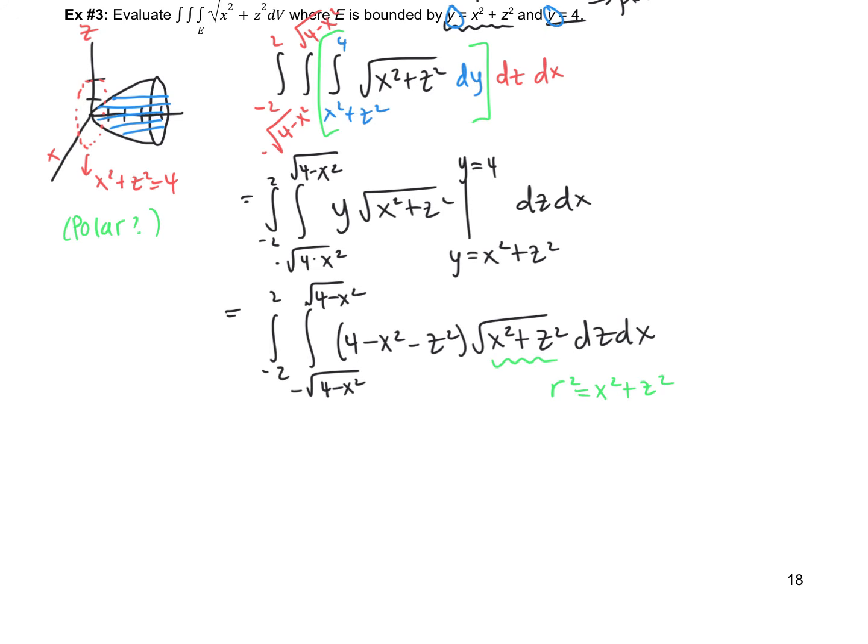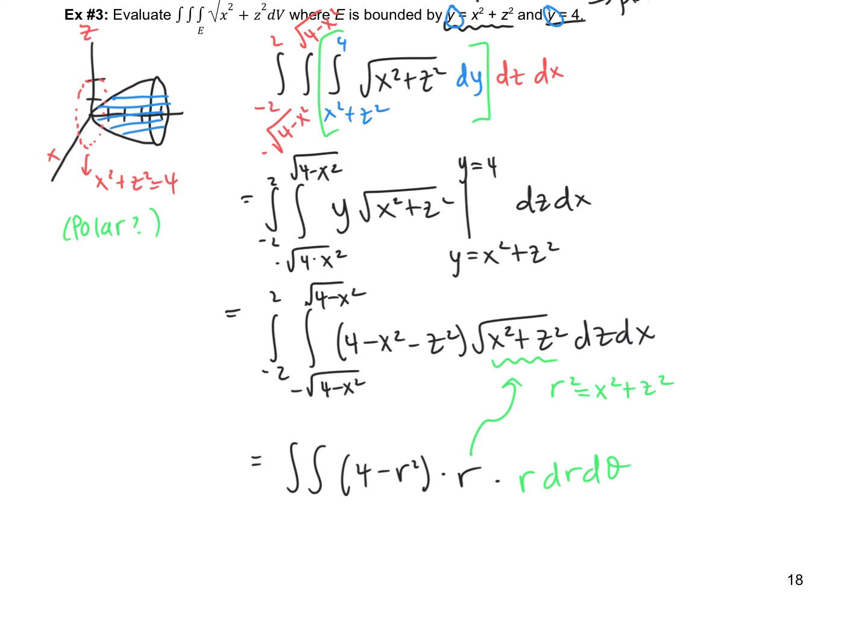So when we switch to polar, this is going to be 4 subtract r squared times r. First of all, this r comes from there. You have to remember, as soon as you switch to polar, you're going to get another r, dr d theta. So make sure you don't forget that extra r.